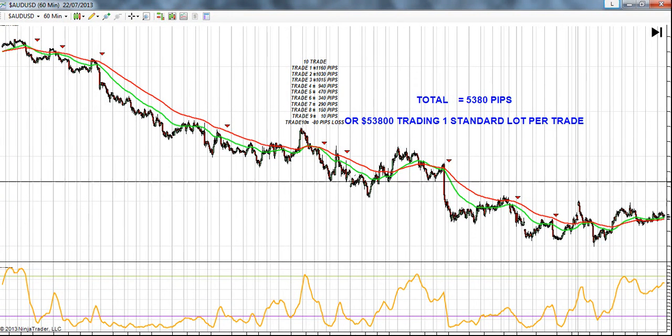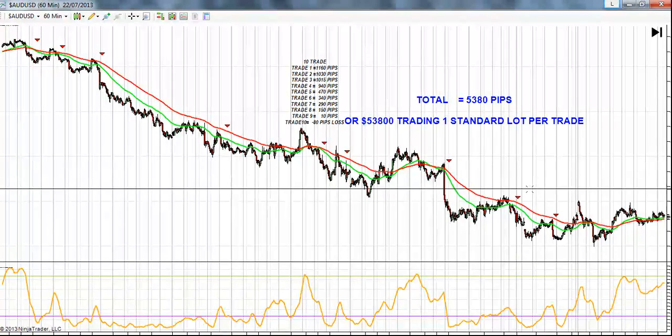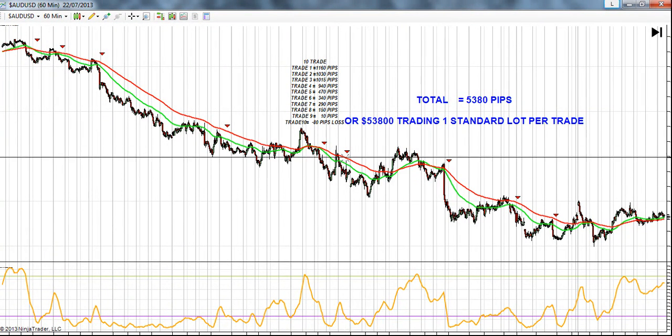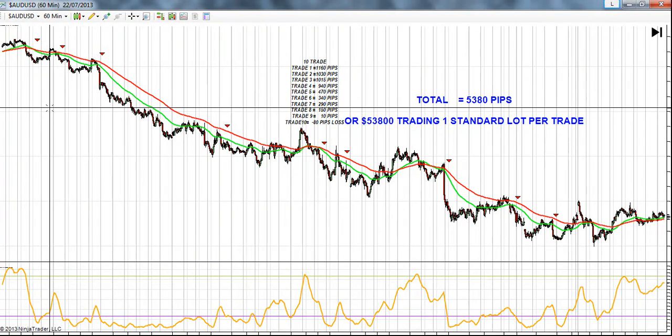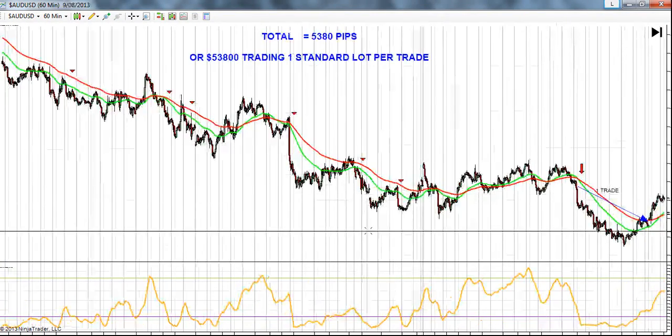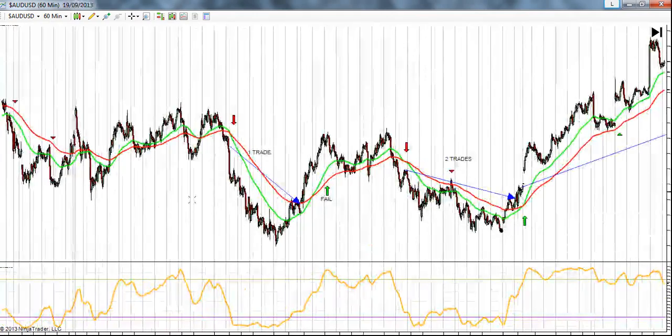Alright, so this is what it's all about. It's about maximizing our profits, trying to take as much money out of the market as we can while minimizing our risk. Okay, so always adjusting our stop loss and trying to keep our stop losses at a minimum. Alright, so moving on.